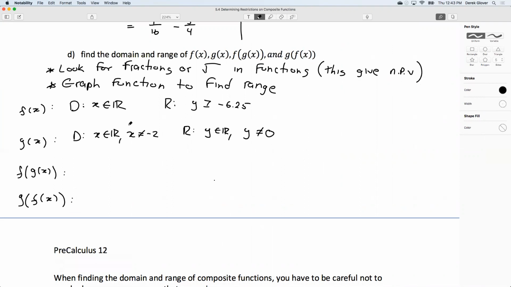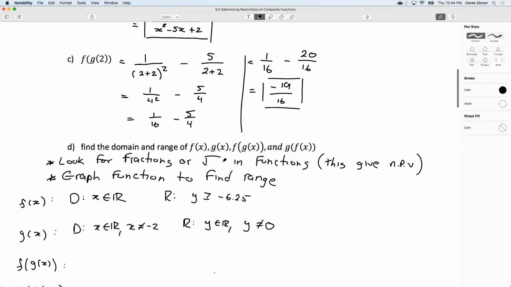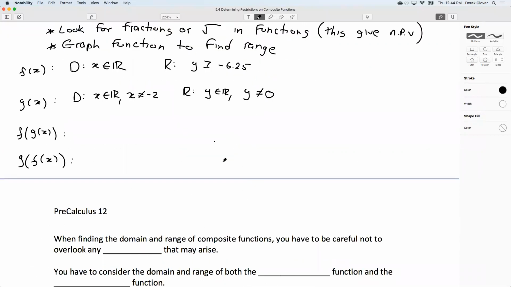Okay, f of g of x. So we built the function first. This will help us. It's kind of an ugly function, and I don't really know what the shape's going to look like. I do know, however, that I've got fractions, and that the denominators of those fractions are x plus 2. So I know that x cannot equal negative 2. So for my domain, x is all real numbers, except x cannot equal negative 2.